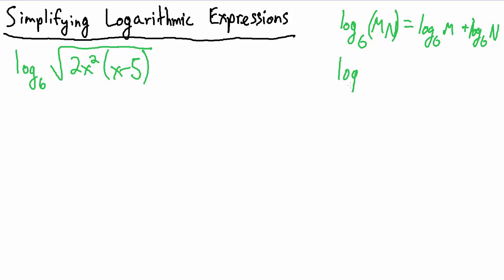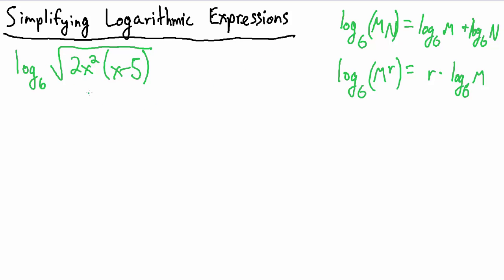And then the quotient rule says the base, actually we're not going to need the quotient rule, so let me not write that down. But then the power rule, which we will need, says the base 6 log of m to the r equals r times the base 6 log of m. Okay, so for this particular example, we will need both the product rule and the power rule. So we won't need the quotient rule, but we will in a later example, so we'll review that then. But anyway, let's go ahead and start with this example.